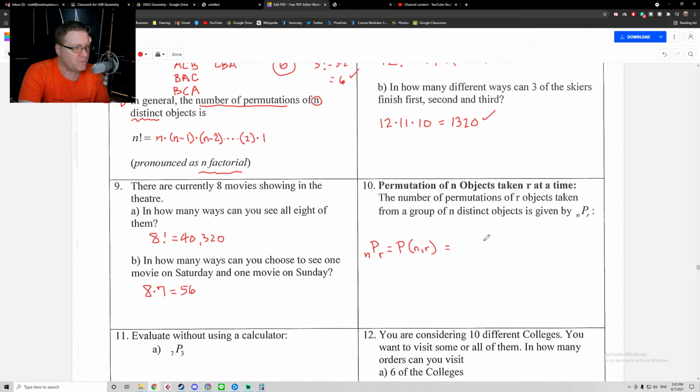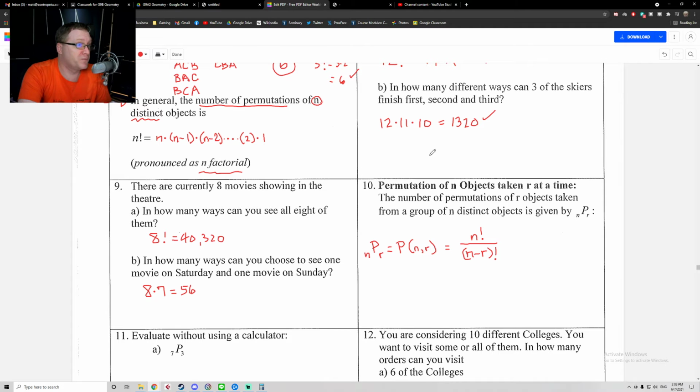But the important thing is that the number of permutations of r objects taken from n distinct objects is given by this formula: n factorial, divided by (n minus r) factorial.